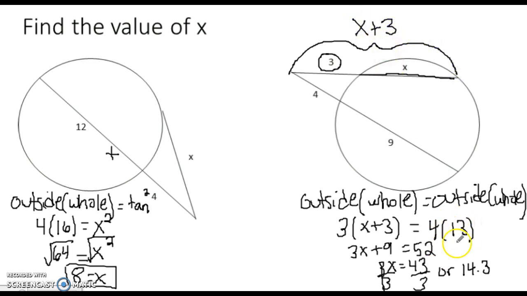Alright, same thing over here. Pay really close attention to this. 4 is the outside piece. And then to get the whole distance, you would have to add 4 plus 9. That's where 13 came from. And then you just have an equation to solve. You would distribute the 3, and you would multiply 4 times 13. Then I subtracted 9 from each side, and then I divided by 3 on each side. So your answers could be written as 43 over 3, or approximately 14.3.